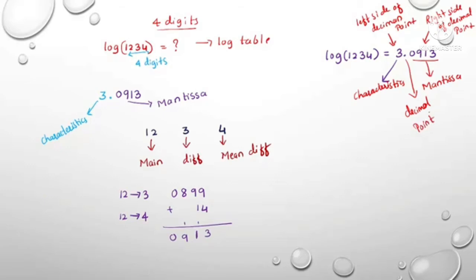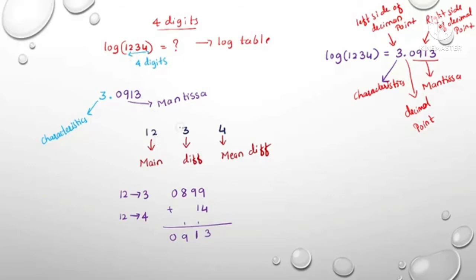Is it clear? So in this way, we have to use the log table to find the log of the given number. I will explain once again. The number given is log of 1234. Totally there are 4 digits. 4 minus 1 is 3. 3 is called the characteristic. Now we have to find the mantissa. That means the first 2 digits we have to observe in the main column.